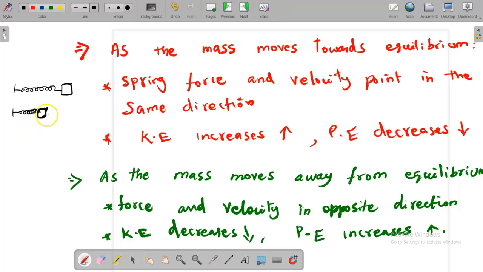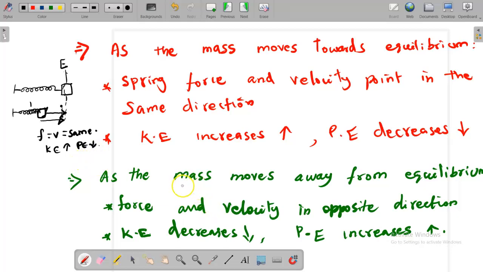now it is compressed and it is moving towards the equilibrium position. E means equilibrium position, and as the spring is moving towards the equilibrium position, the spring force and the velocity are in the same direction. If they are in the same direction, kinetic energy increases, potential energy decreases.